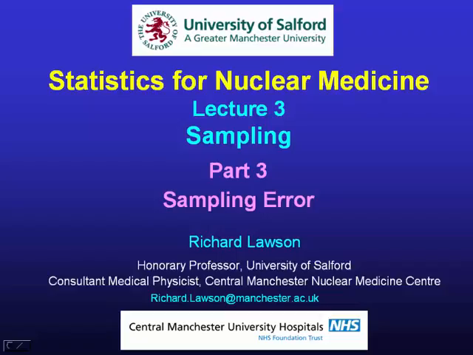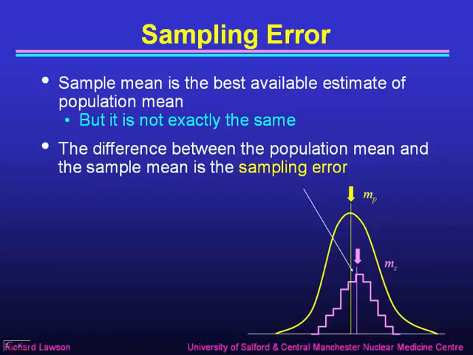This is the third part of my lecture on sampling, in which I'm going to be looking more carefully at the sampling error. We've already seen that the sample mean is the best estimate available of the population mean, but unfortunately it's not exactly the same. The difference between the population mean, shown by the yellow arrow in the distribution here, and the sample mean, shown by the purple arrow, is the sampling error.